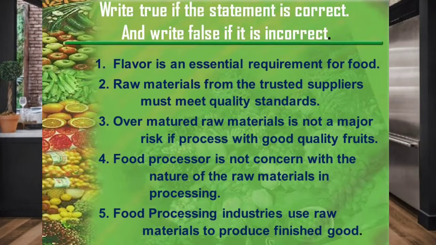Number 1. Flavor is an essential requirement for food. Number 2. Raw materials from the trusted suppliers must meet quality standard. Number 3. Over-matured raw material is not a major risk if processed with good quality fruits. Number 4. Food processor is not concerned with the nature of the raw materials in processing. Number 5. Food processing industries use raw materials to produce finished good.